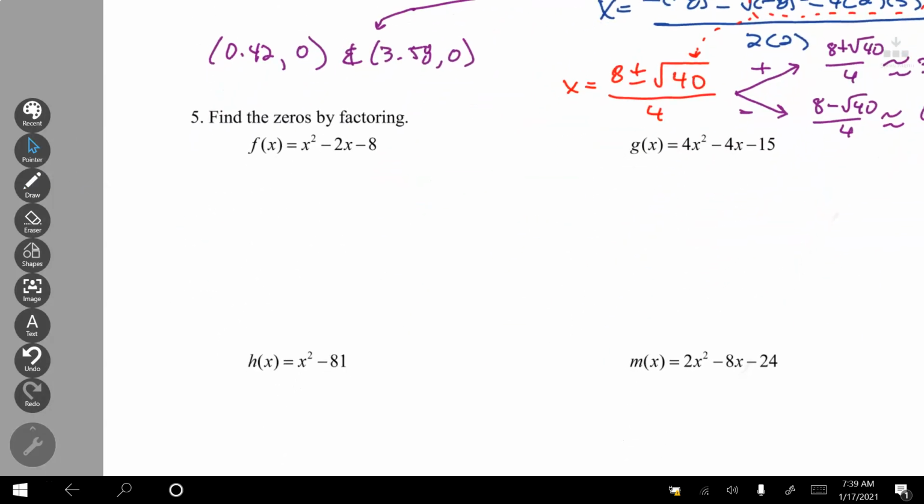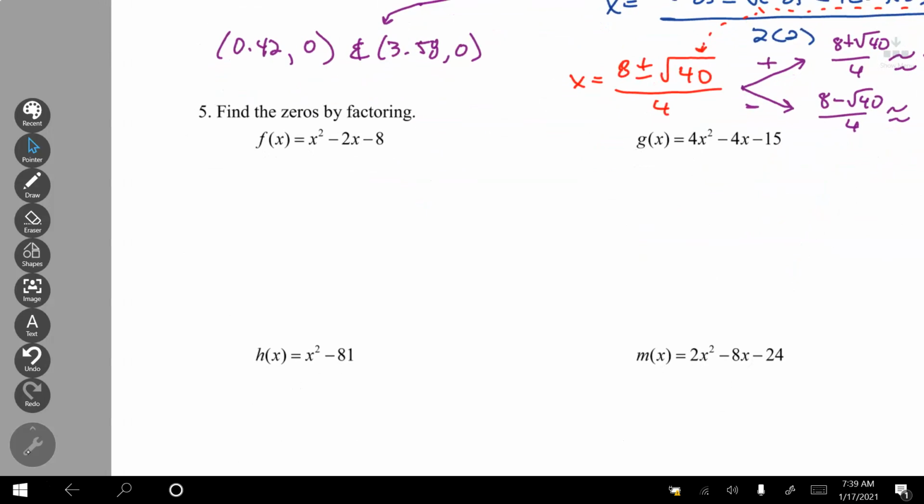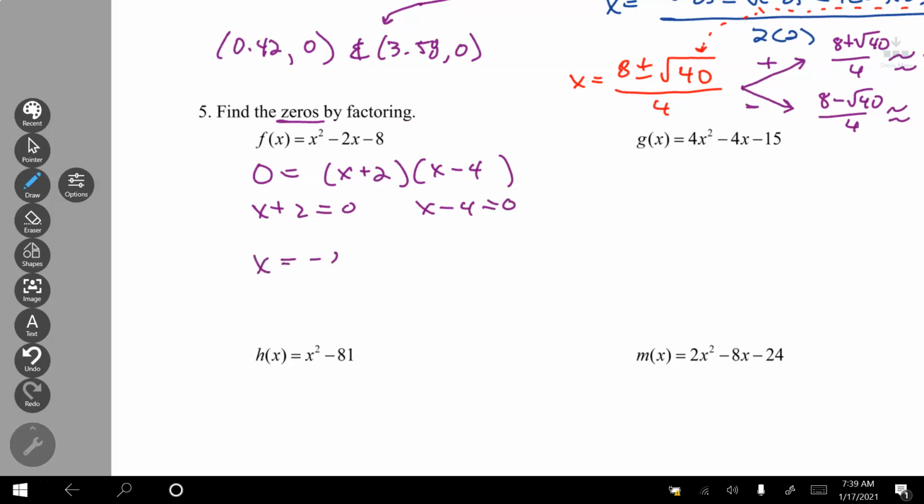Okay, solving by factoring. Again, we're going to work on factoring, and we want to find the zeros of all this. That means I'm going to set this equal to 0, and I factor all this. I get x plus 2, x minus 4. And when I solve each of them, I set them each equal to 0. And I get x is equal to negative 2, and x is equal to 4. Hopefully you can see that mentally.